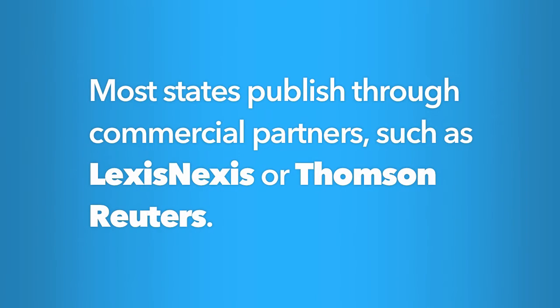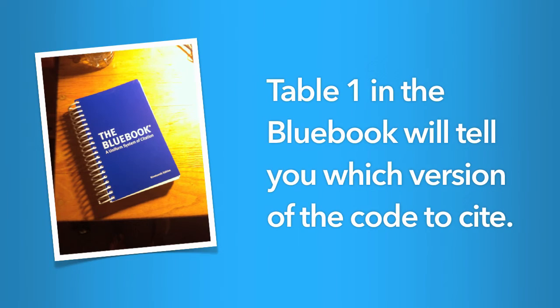The official United States Code is published by the U.S. Government Printing Office, or GPO. The Utah Code is published by both LexisNexis and West. Table 1 at the back of the Blue Book will tell you which version of the code to cite if there's more than one. Typically, one cites to the official code, if one exists.